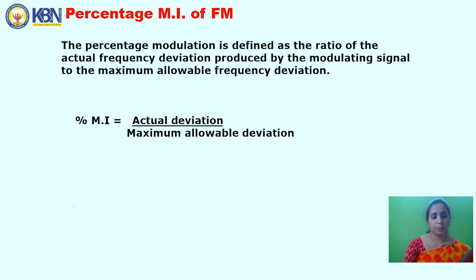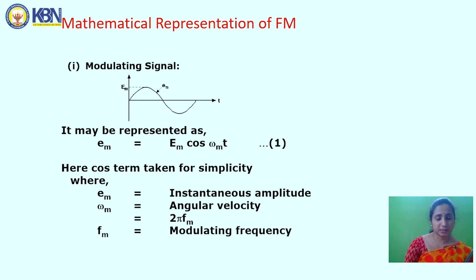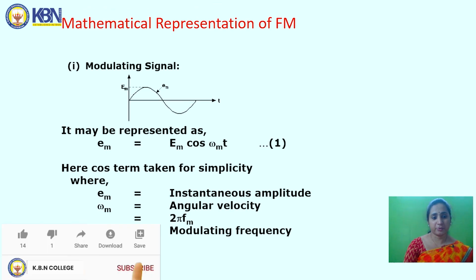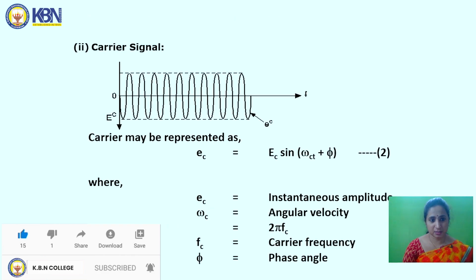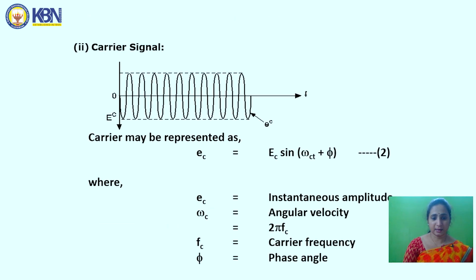Now let's see the mathematical representation of FM. This is the equation for frequency modulation. This is the formula for the carrier signal. In the carrier signal we have different changes in frequency: maximum frequency, minimum frequency, and no frequency change.